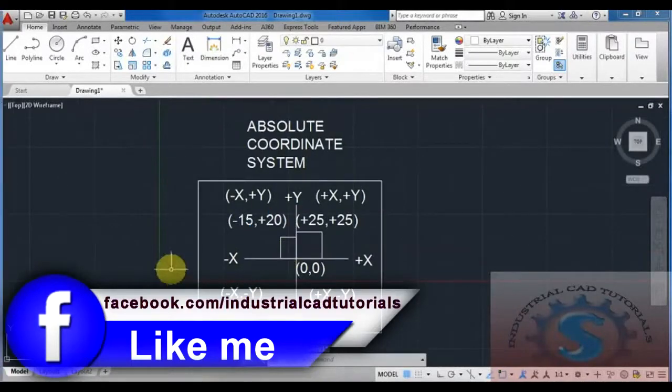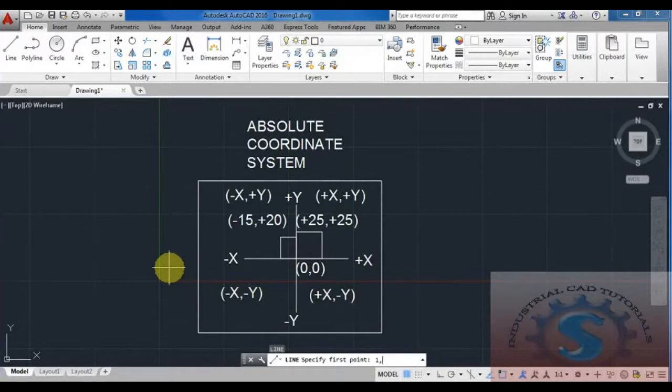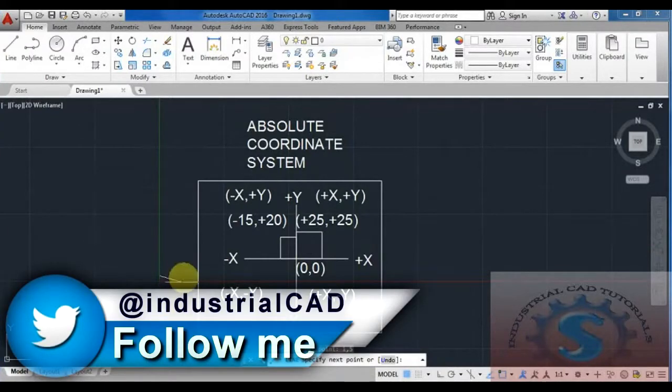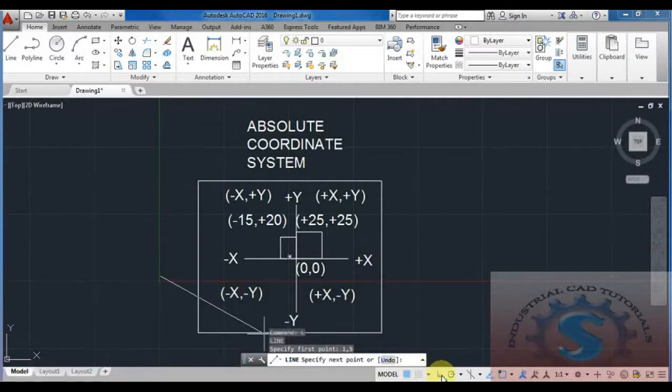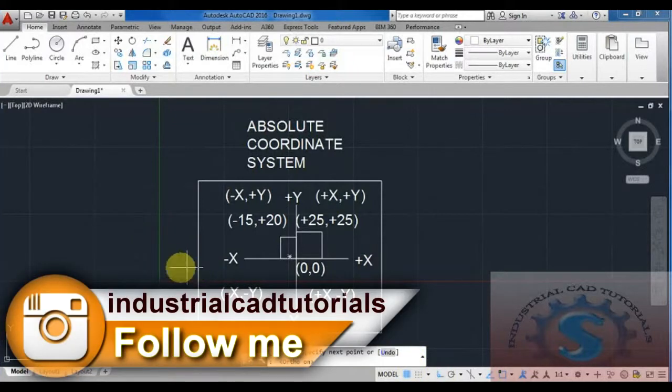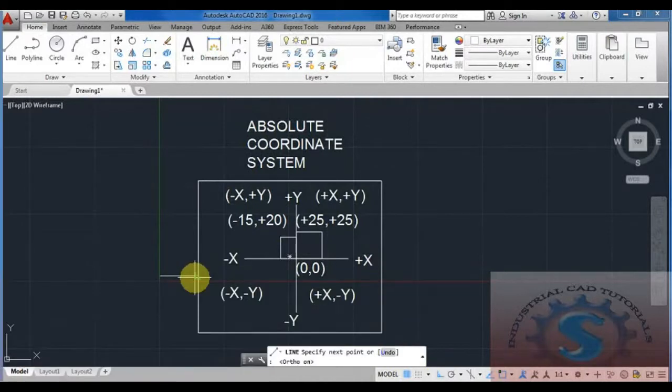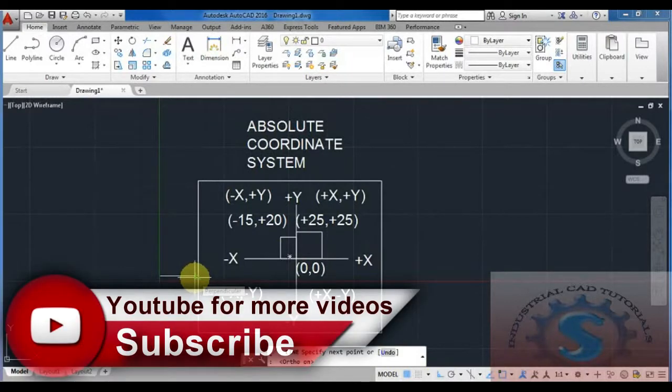Hi friends, in this video I'm going to explain the absolute coordinate system, the relative coordinate system and the polar coordinate system. I already explained the basic tutorial of the coordinate system. These three types of coordinate systems are very important. First, coming to the absolute coordinate system, I will explain it.